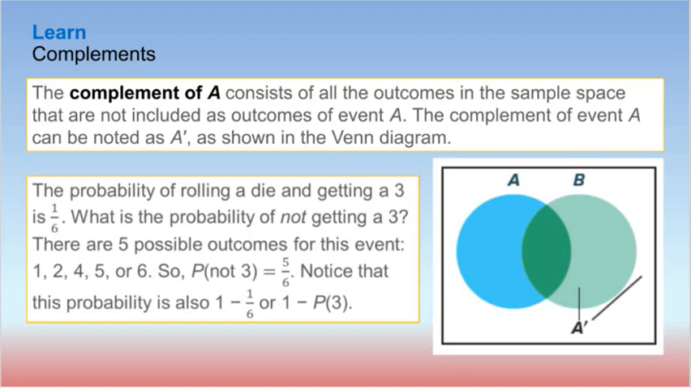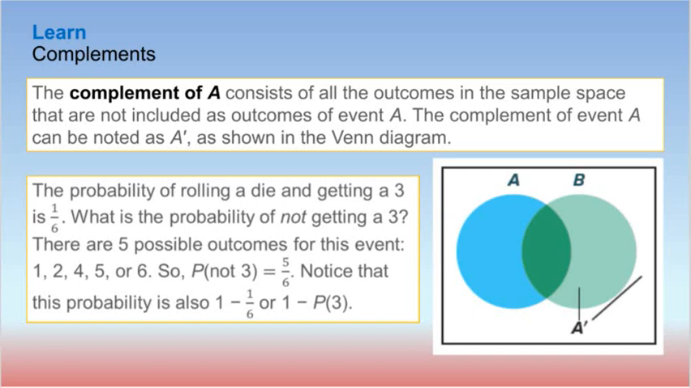Next part of our lesson, the complement. Complement of A consists of all the outcomes of sample space that are not included as outcomes of event A. A complement of event A can be noted as A with a tick mark at the top, as shown in the Venn diagram. The probability of rolling a die and getting a 3 is 1 out of 6. The probability of not getting a 3, there are 5 possible outcomes for this event. So 1, 2, 4, 5, and 6. So the probability of not getting a 3 is 5 out of 6.